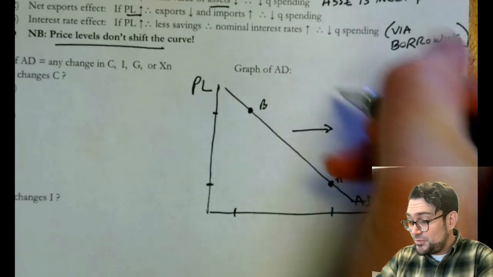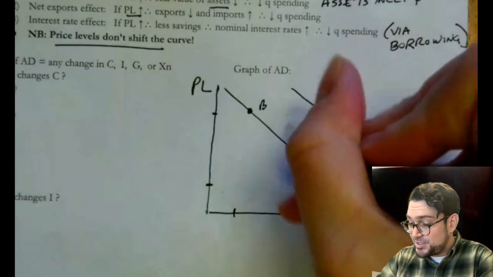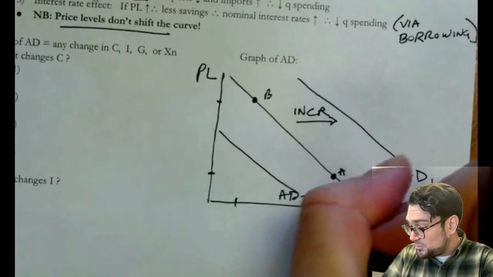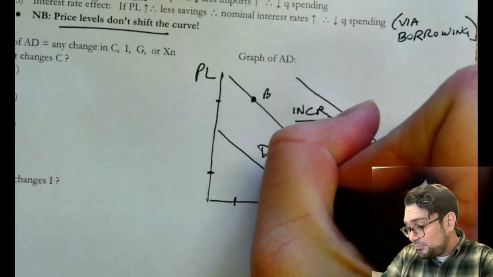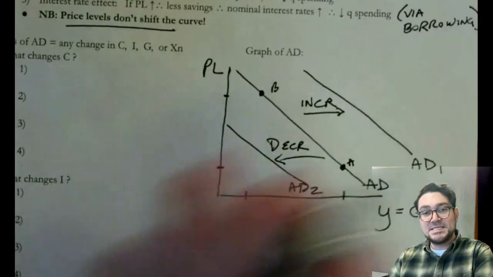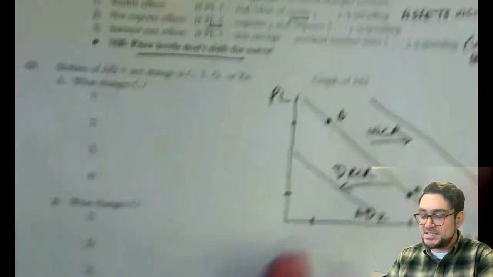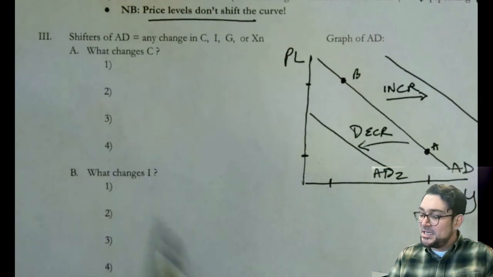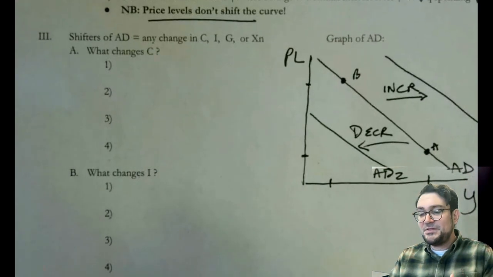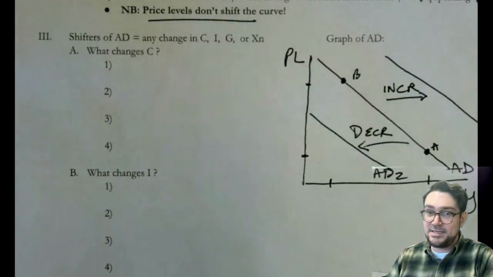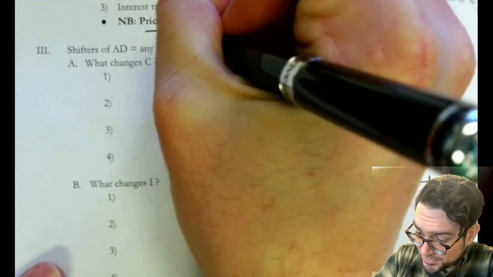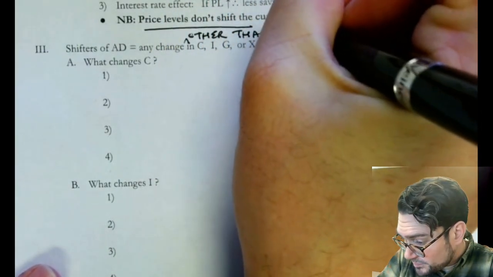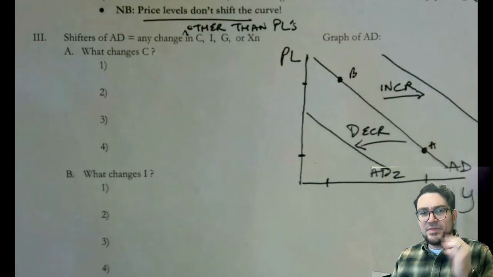But there are things that do increase aggregate demand. So an increase would be to the right, and we'll get to those in a second, and a decrease would be to the left. We'll get to those in a moment as well. But there are things that can change aggregate demand, but there are no shifts from prices. Now, within the shifters of aggregate demand, it's actually any exogenous shift in CIGXN. So for the most part, you're looking for any change other than price levels, right? Other than price levels, that's going to change aggregate demand.